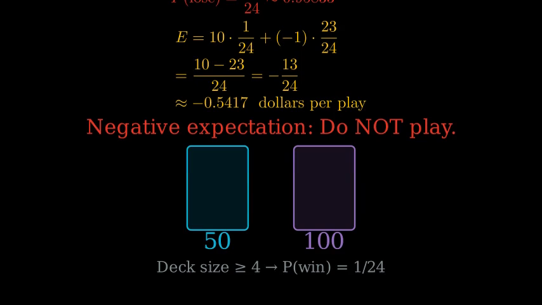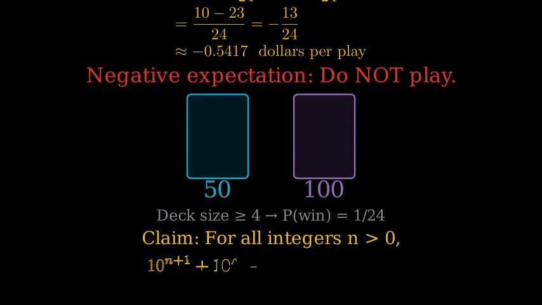Now, for a quick number theory gem. We will prove that for every integer n greater than 0, the number 10^(n+1) + 10^n + 1 is divisible by 3. That is, 10^(n+1) + 10^n + 1. Let's write the statement. Base case, n equals 1.